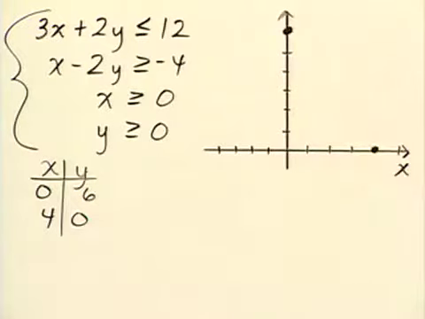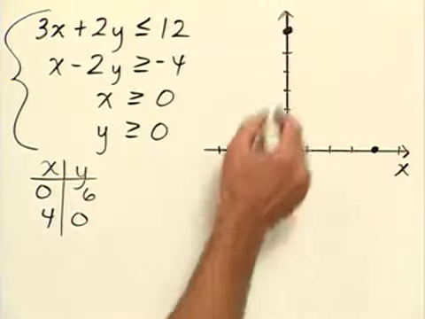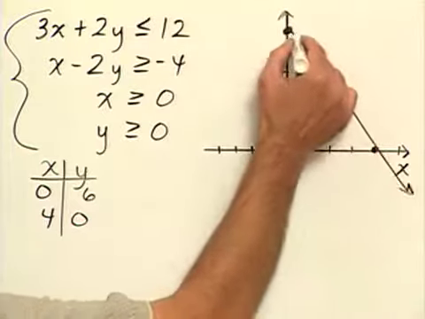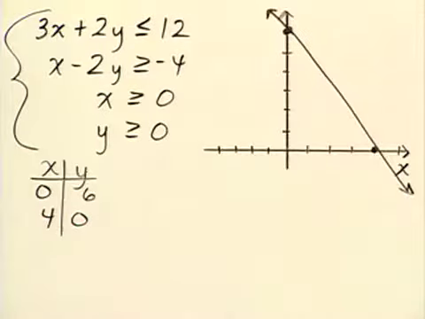And because I have a less than or equal to, I will use a solid line to graph this line. This is the graph of my first line. Now let's graph the second line.